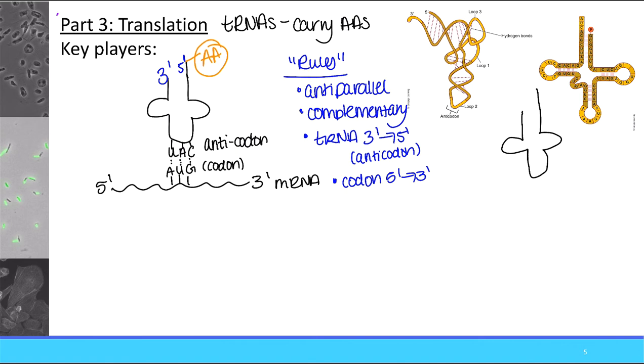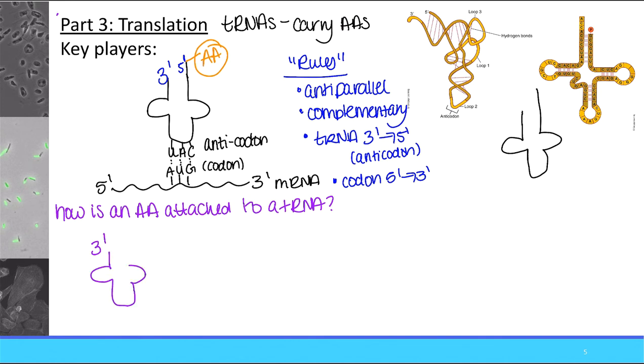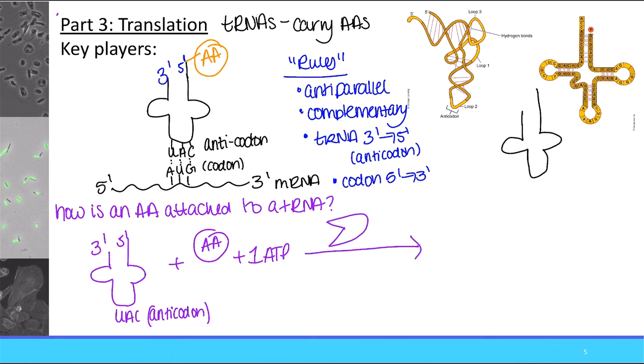And the other thing that the anticodon is important for is attaching an amino acid. So how is an amino acid attached to a tRNA? And we call this charging a tRNA. So what's going to happen is we are going to start with a tRNA, and this is going to be an empty tRNA. So let's add our anticodon on here, and we're going to have an amino acid, and this is going to require 1 ATP because we are adding things on, and we have a very special enzyme that does this, and this enzyme is called an amino acyl tRNA synthetase.